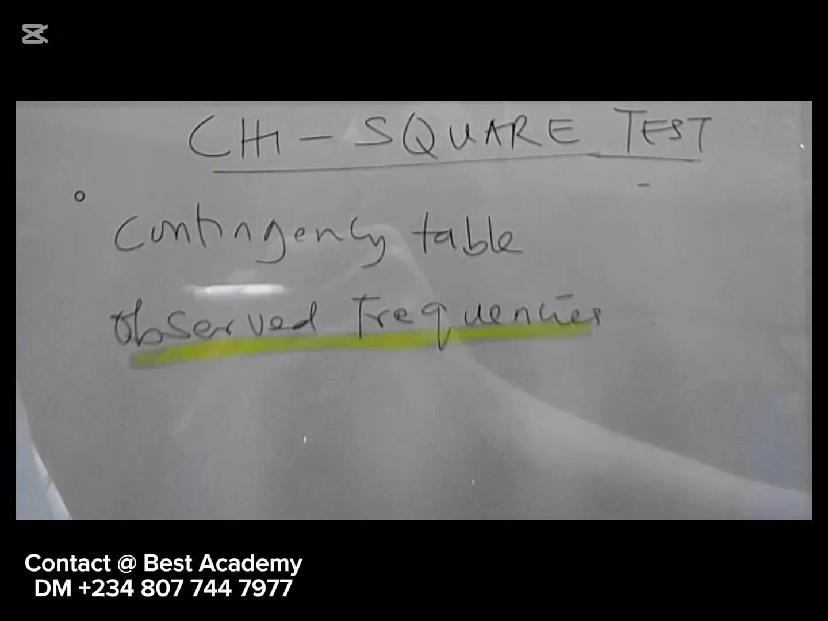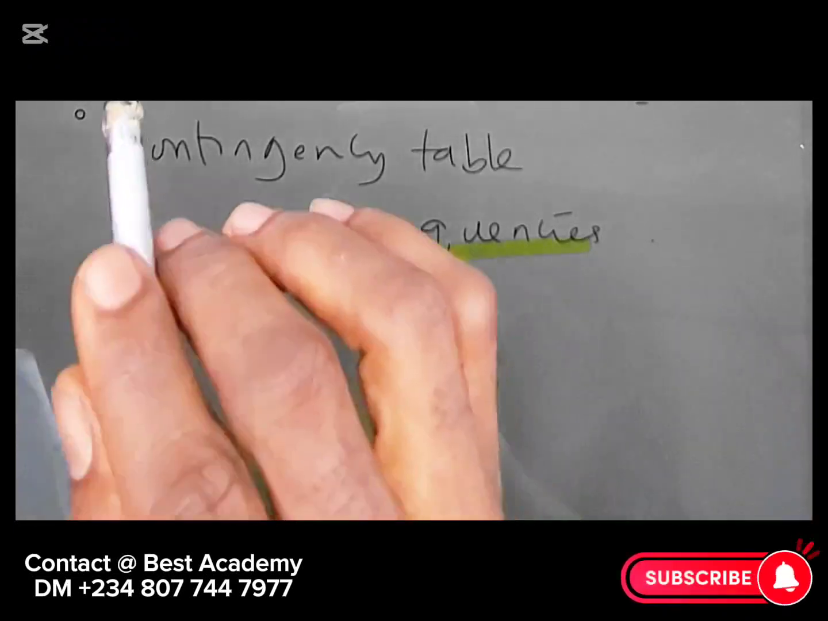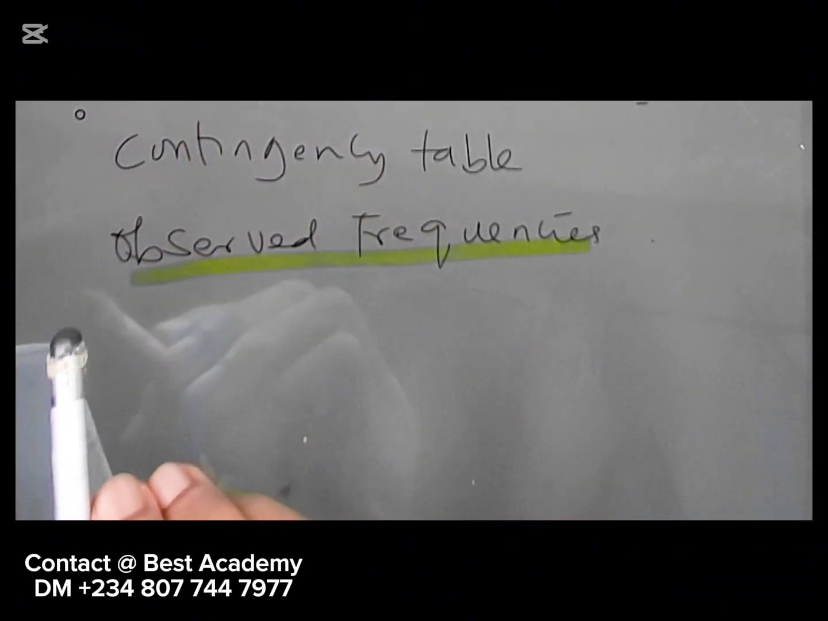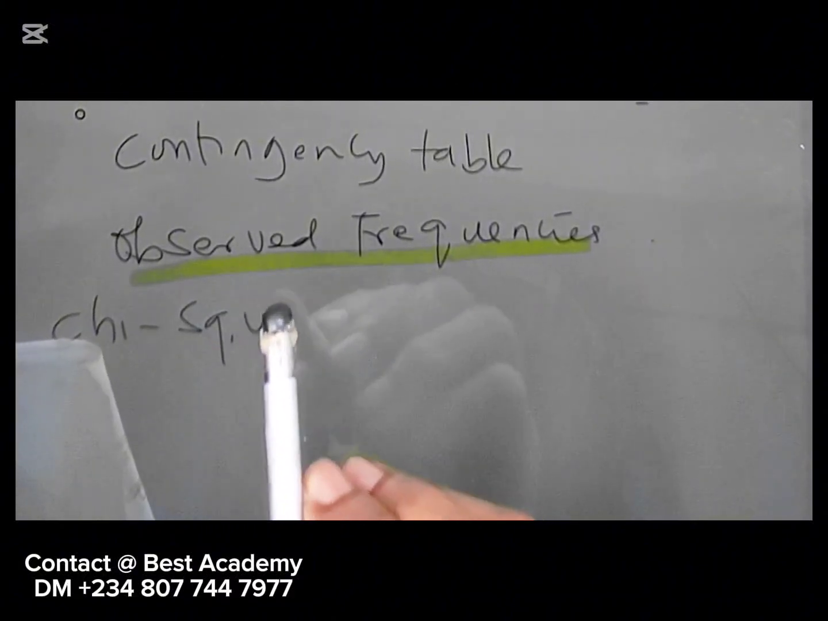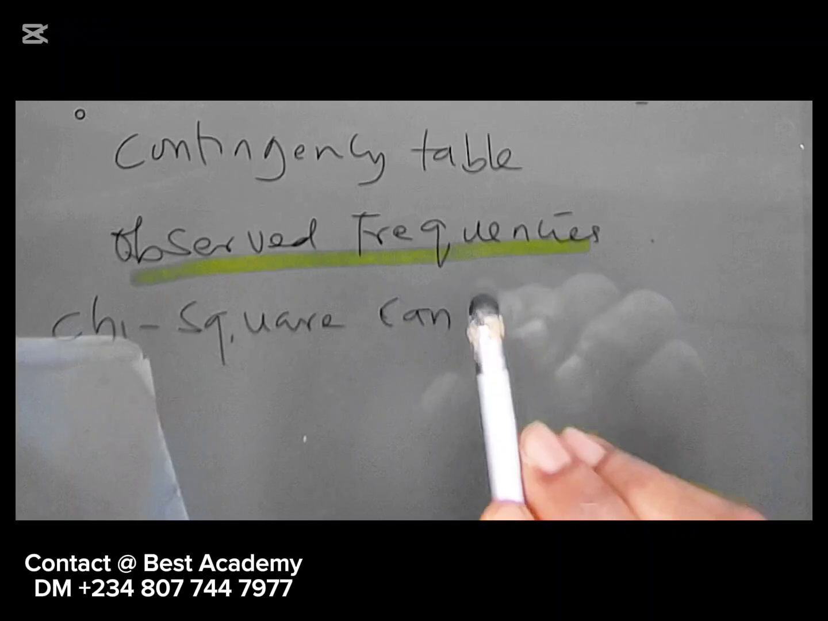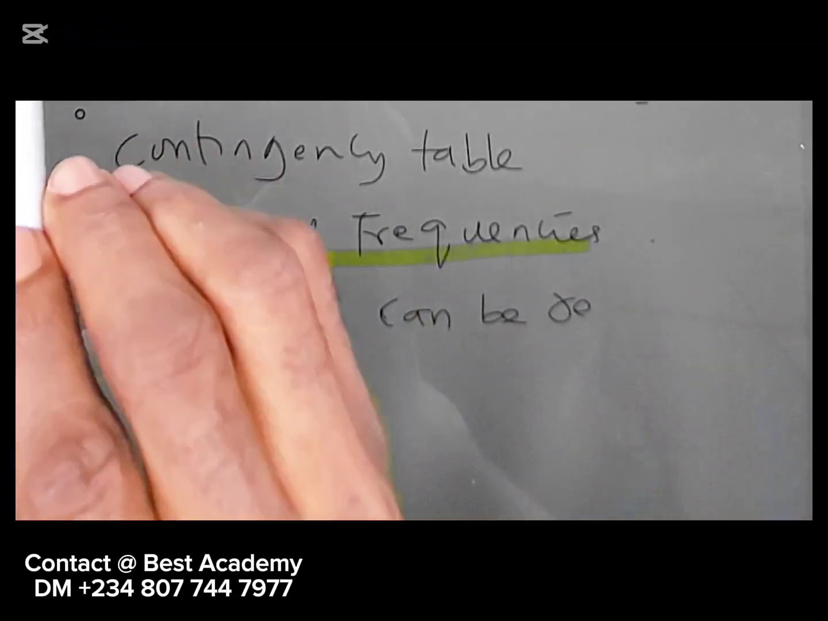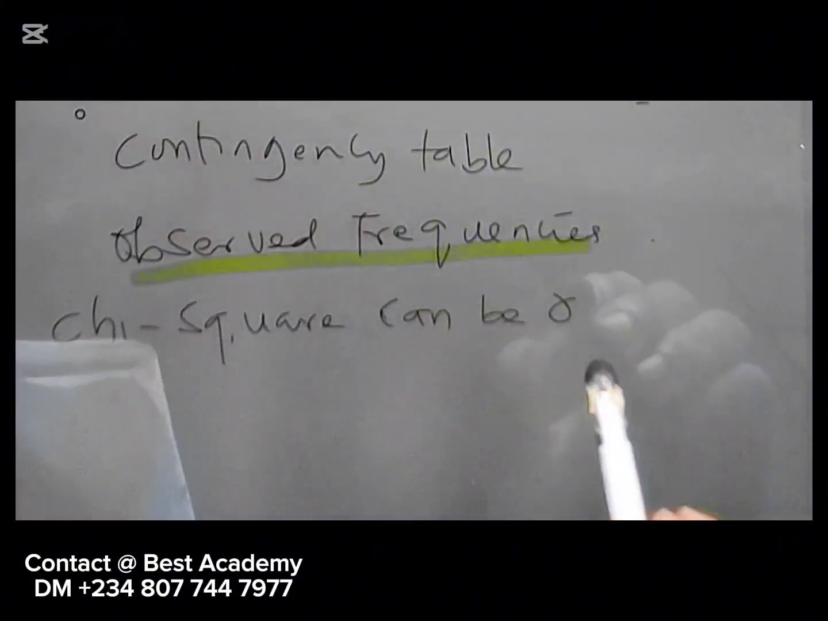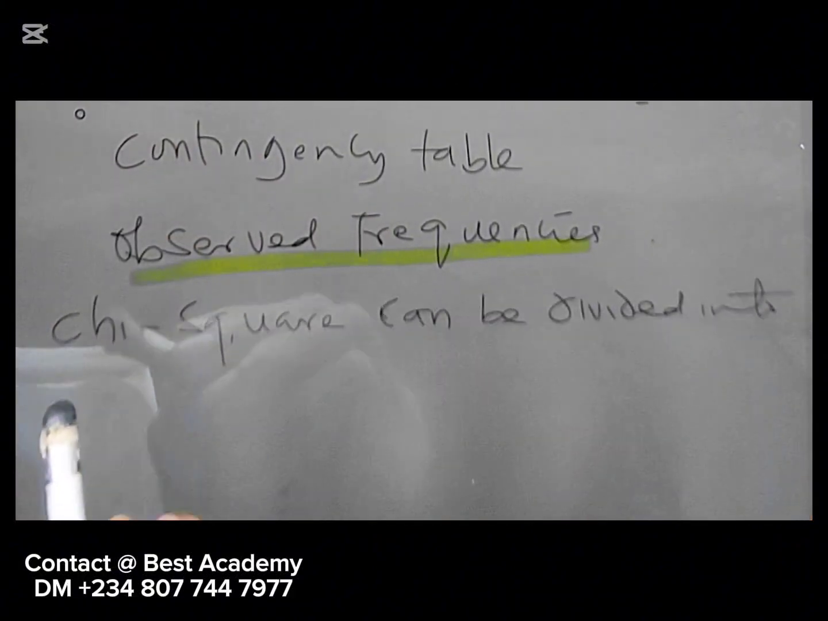Now let's continue. We said that chi-square can be divided into two. Please write: chi-square can be divided into two.